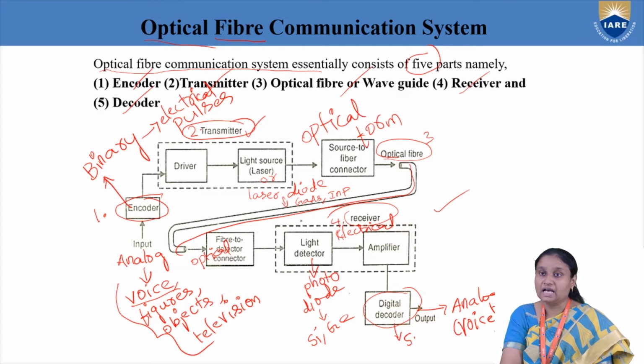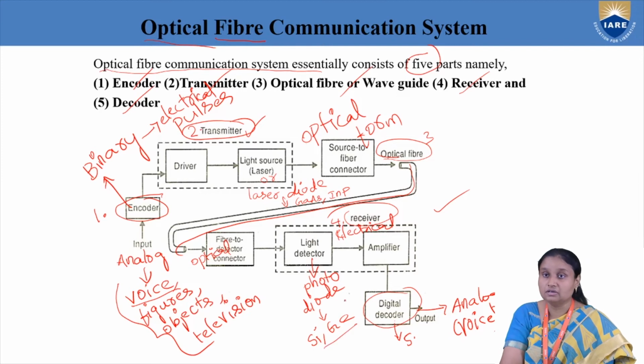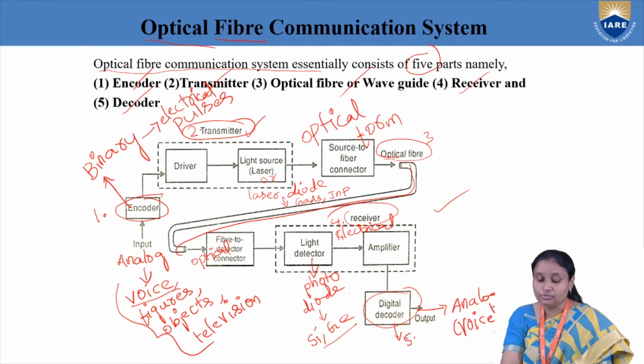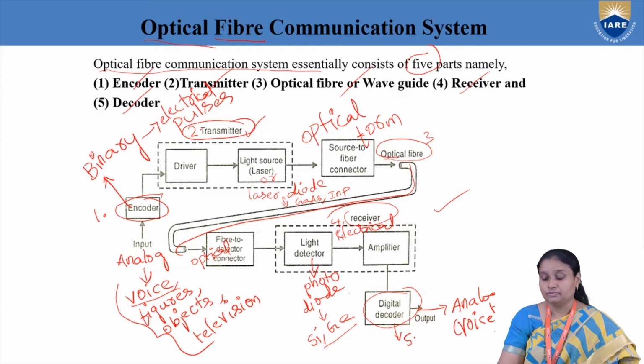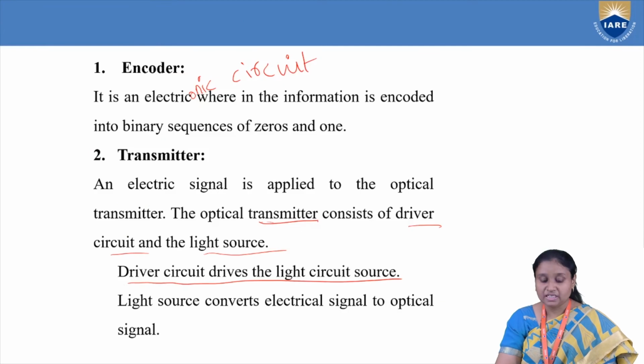Then at the other end of the optical fiber, we have our receiver. In the receiver, we have a photodiode, which is a reverse bias diode made of elemental semiconductors like silicon and germanium. It will convert those optical signals into electrical signals, and they are amplified, and then fed to the fifth part of our optical fiber communication system, which is nothing but the decoder. And this decoder will convert those electrical signals back to our original analog information. So this is the part played by the optical fiber communication system.